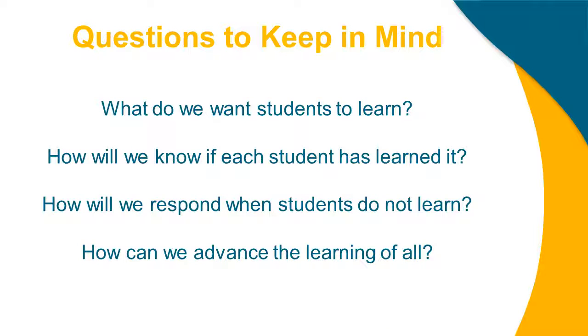Guidelines provided here are intended to lead small groups through a collaborative process focused on improving student learning. These guidelines are aligned with the work of professional learning communities and collaborative learning teams throughout FCPS schools, and should be used with these questions in mind. What do we want students to learn? How will we know if each student has learned it? How will we respond when students do not learn? And how can we advance the learning of all?